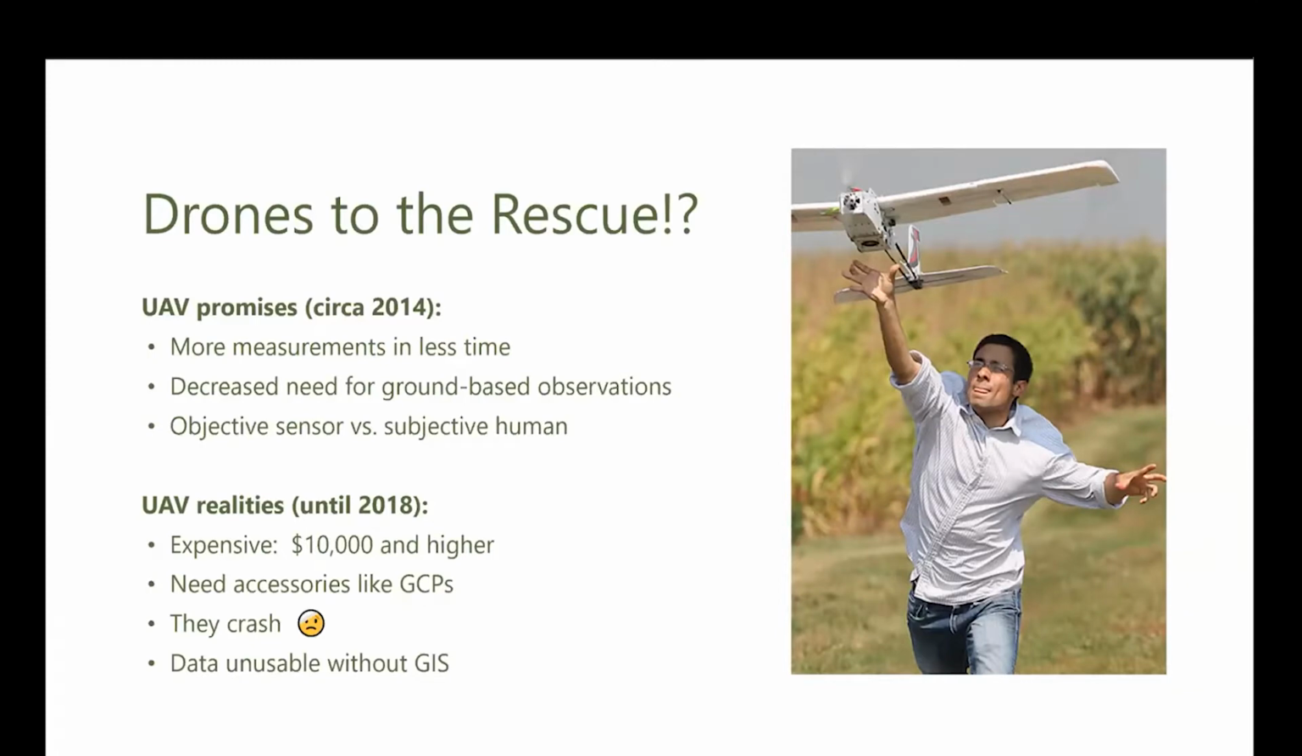The hardware early on was sometimes stunningly expensive. It was difficult to operate. It required costly accessories like ground control points to improve the location accuracy. Sometimes these systems crashed hard and could not be repaired, and your investment went down in flames. And in many cases, the data was unusable without a GIS expert who could string together multiple GIS applications to stitch the images, overlay a grid of the plot layout, and extract measurements.